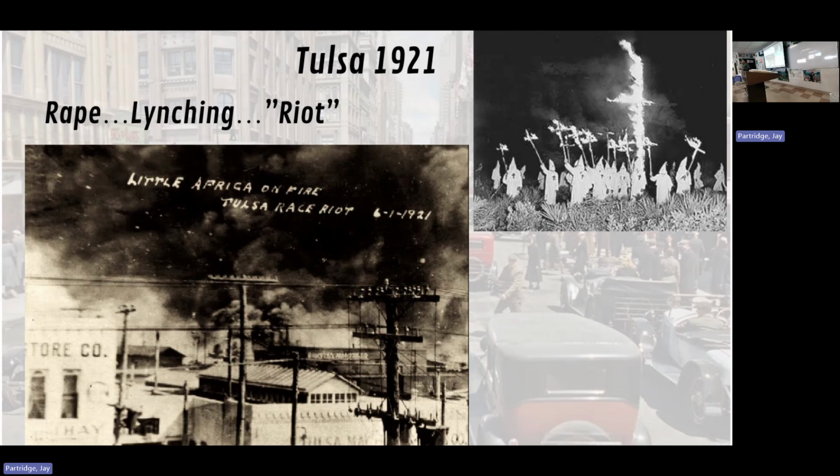And that will trigger a massive riot where whites, including this is a Klan rally outside of Tulsa. Klan was huge in Oklahoma. Attacked the black segregated neighborhood. And they called it here Little Africa. But they had a relatively prosperous little business area called the Black Wall Street. And they burned it down. It was called Black Wall Street. And they burned it down. The National Guards came in, cordoned off the segregated neighborhood.